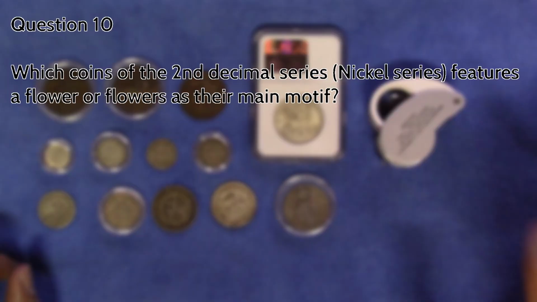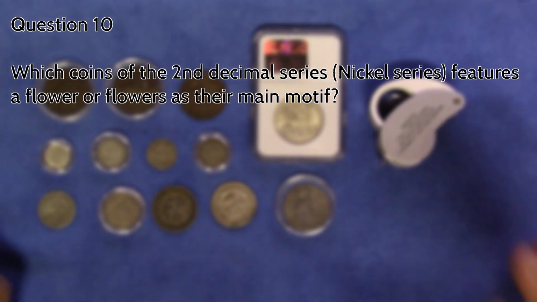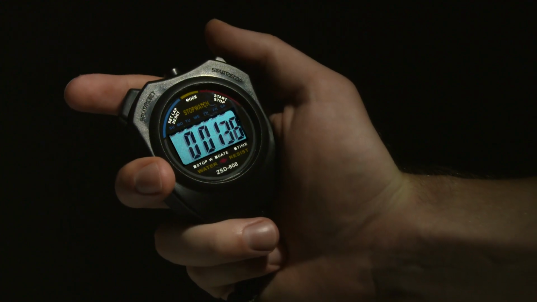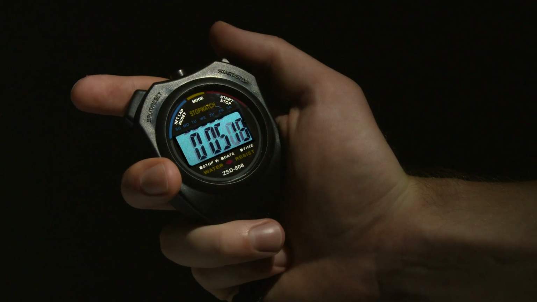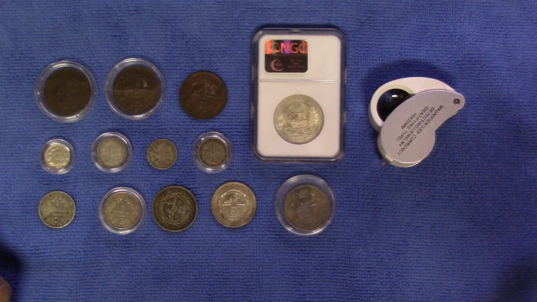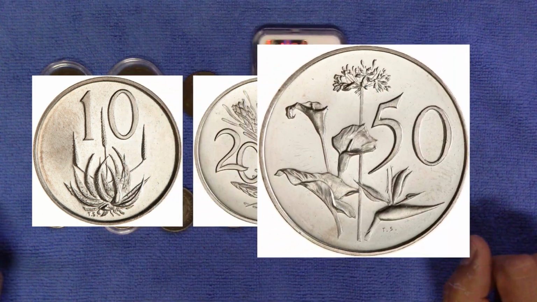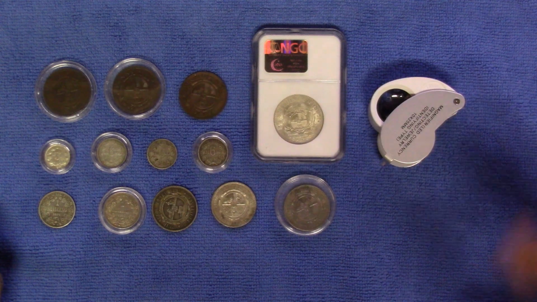Question 10. Which coins of the South African second decimal series, that's the nickel series, feature a flower or flowers as their main motif? The answer? 3 coins, of course. The 10 cent, 20 cent and 50 cent pieces. The designs of which were the work of renowned botanical artist Cynthia Letty.